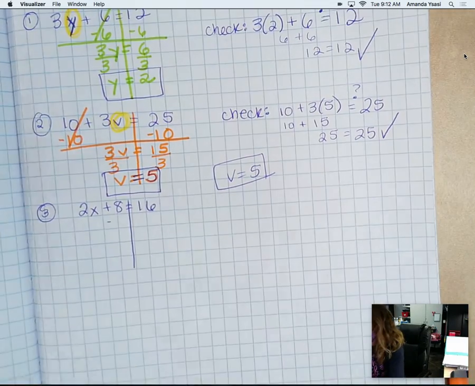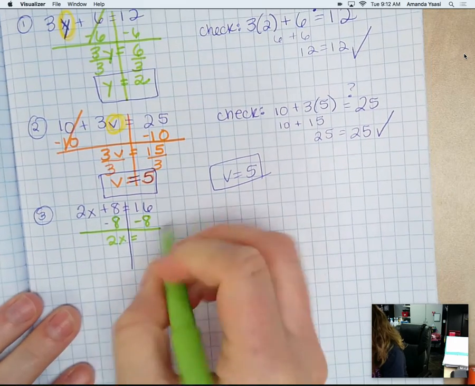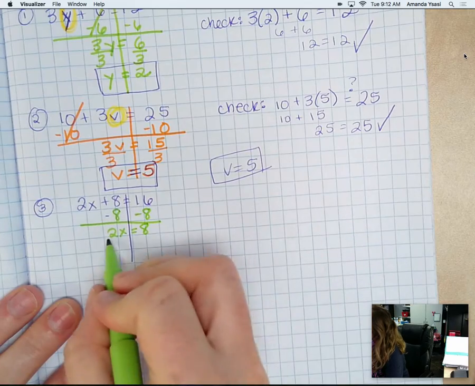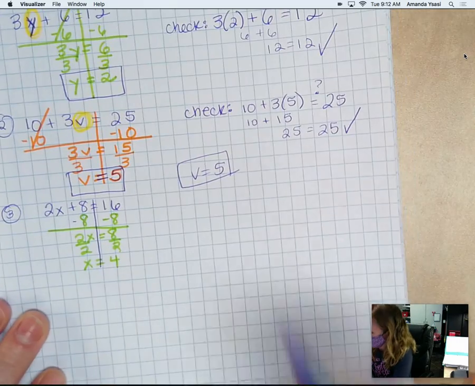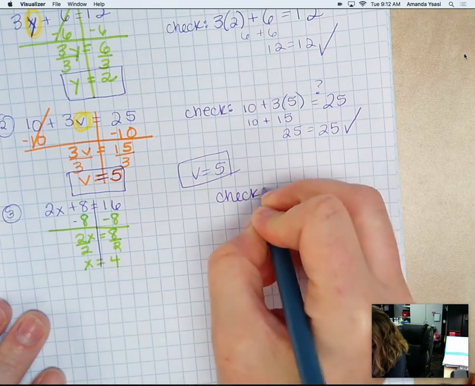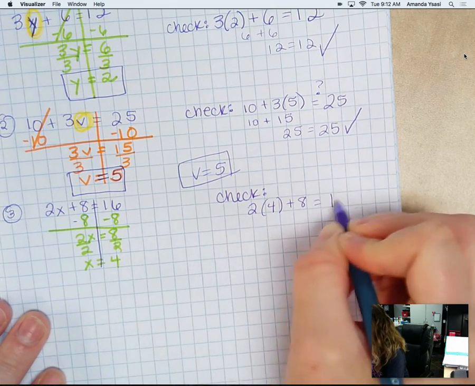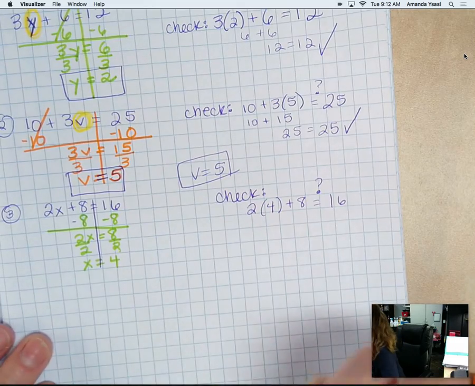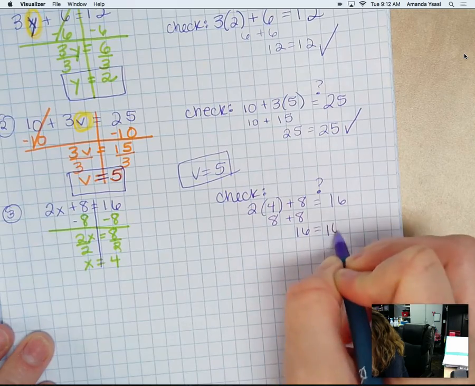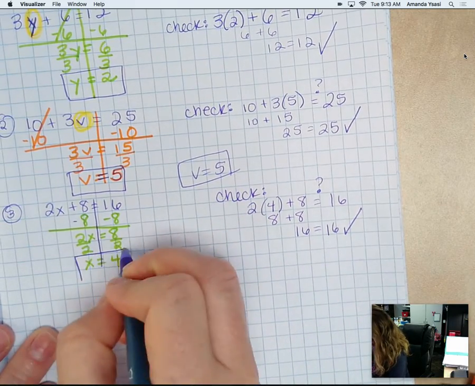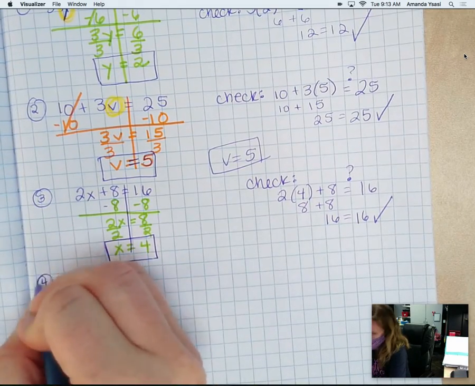So minus 8 on both sides. 2x equals 16 minus 8, which is 8. Divide by 2. x equals 4. Then we check it over here. 2 times 4 plus 8 equals 16, question mark. Not sure. But 2 times 4 is 8. 8 plus 8 is 16. 16 equals 16, so we checked it. So x does equal 4. So that's good. Okay, number 4.